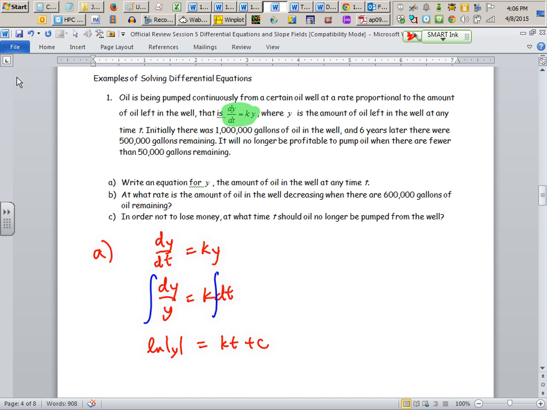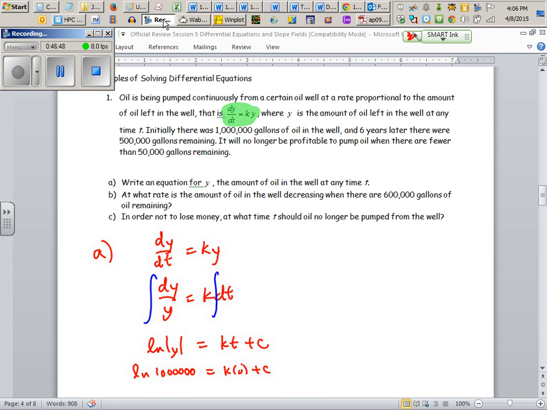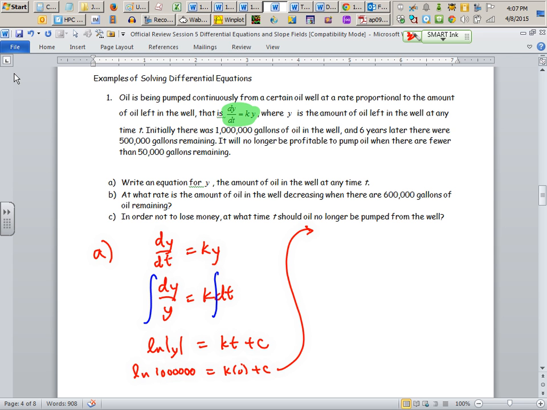Okay. Did you pluginate? Meaning you plug in the initial condition. There were 1 million gallons when the time was 0. How many of you put in ln a million equals k times 0 plus c? Anyone do that? Okay. So I'll pause again, let you keep working. So c is ln a million. So ln absolute value y is kt plus ln a million.